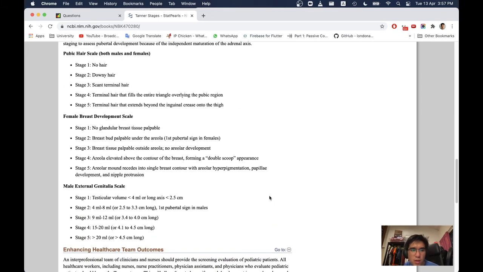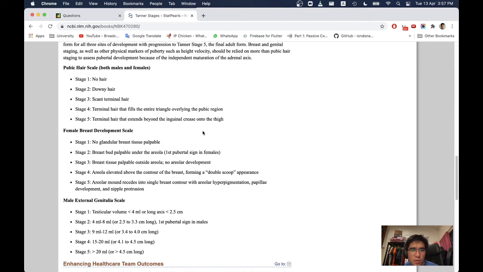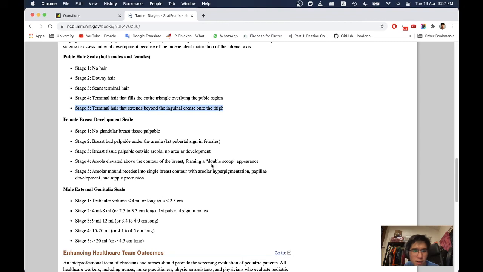Okay, so pubic hair: scant terminal hair, stage 1; downy hair, stage 2. Stage 4 is the triangle, and stage 5 extends beyond the inguinal crease. For breasts, no glandular tissue palpable, stage 1. Breast bud palpable under areola, first pubertal sign in females. Breast tissue palpable outside areola, no areola development. Areola elevated, stage 4. And then areola mound recedes into single breast contour, stage 5.